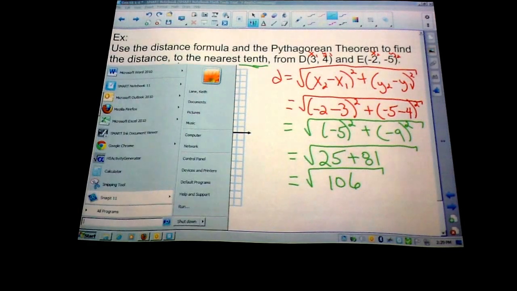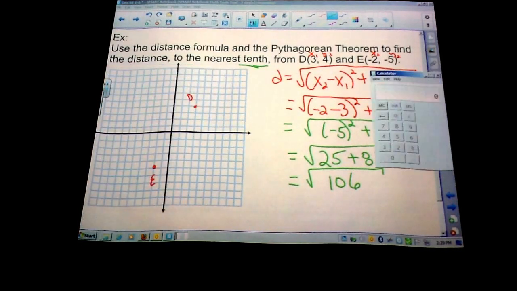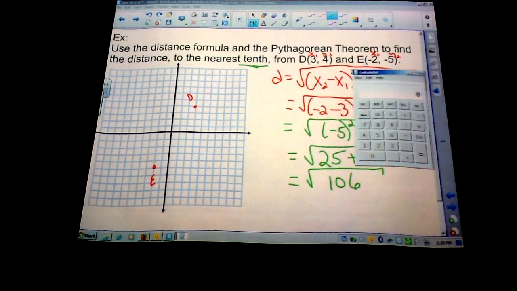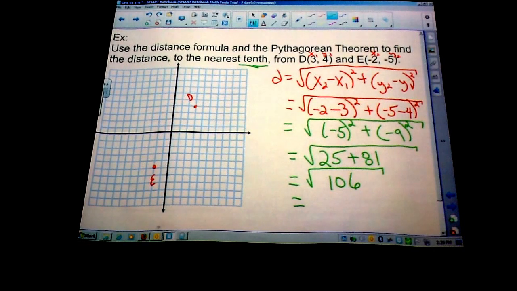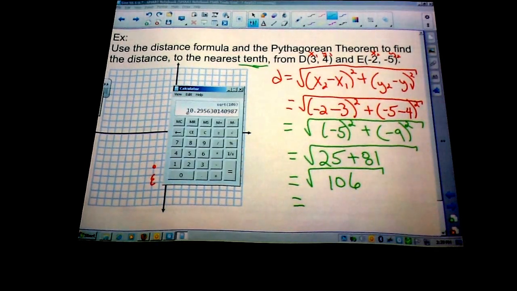So if you have a calculator handy, which any computer should have a little calculator that you can use, you'll take the square root. Must have to hit the number first in this one. So let's clear that. Let's go 106 and then hit our square root. And it looks like if we go to 1 decimal place, that's going to be 10.3.